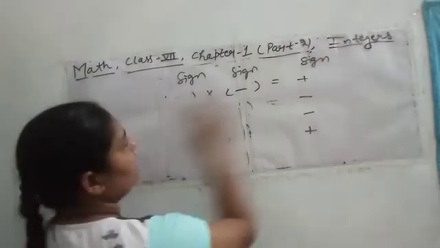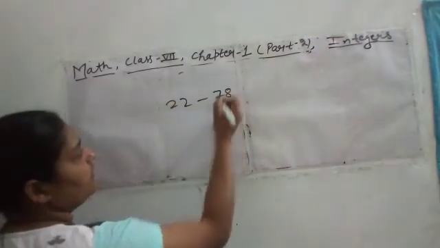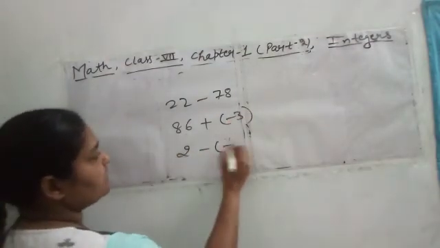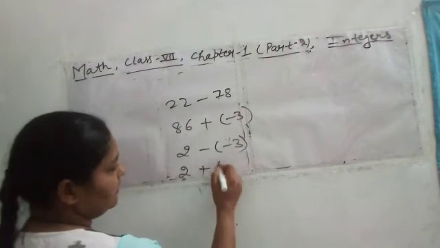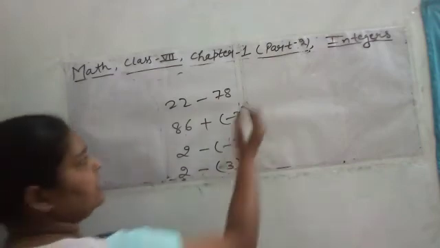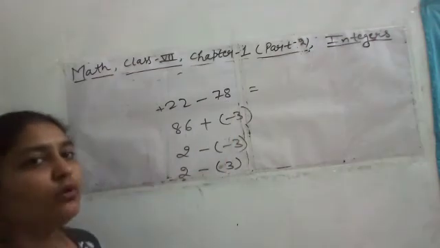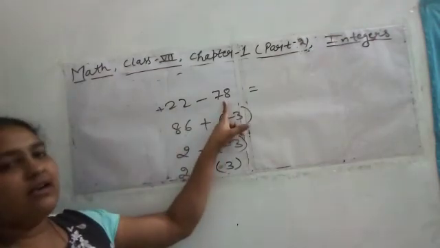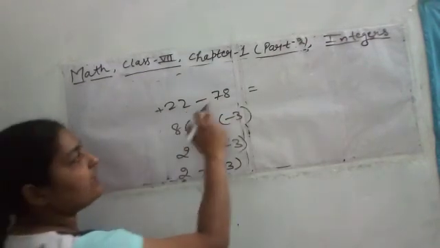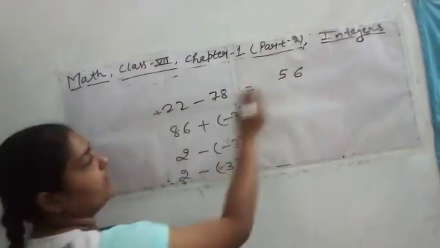Now questions can be given to you in any way: 23 minus 78, 86 plus bracket minus 3, 2 minus bracket minus 3, 2 plus bracket 2, minus bracket plus 3, and so on. Now you can solve easily. Here one digit is plus and one is minus. Now remember that rule which I told you: if one digit is plus and one digit is minus, and we are doing no multiply sign here, we are doing plus minus addition subtraction, then the calculation will be minus and the sign will be of the greater digit.